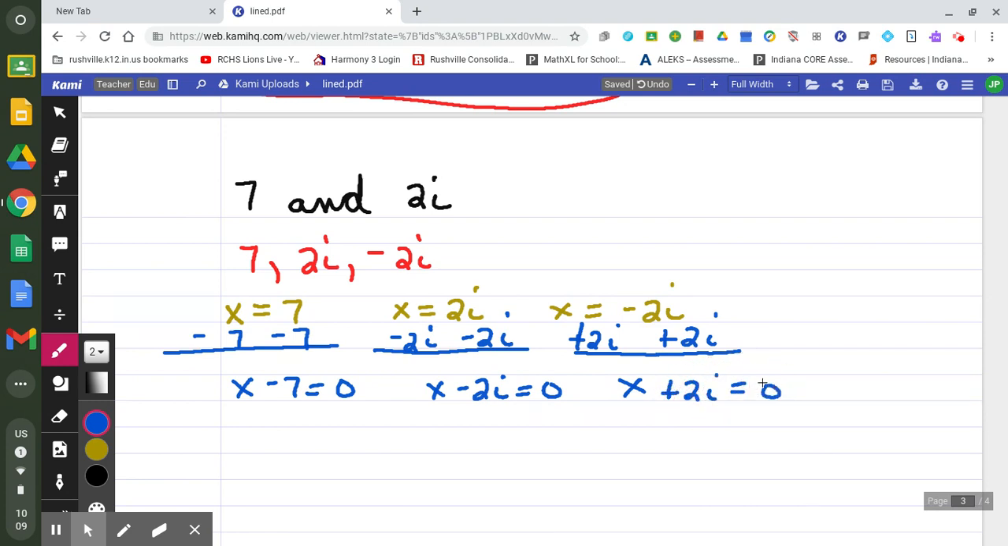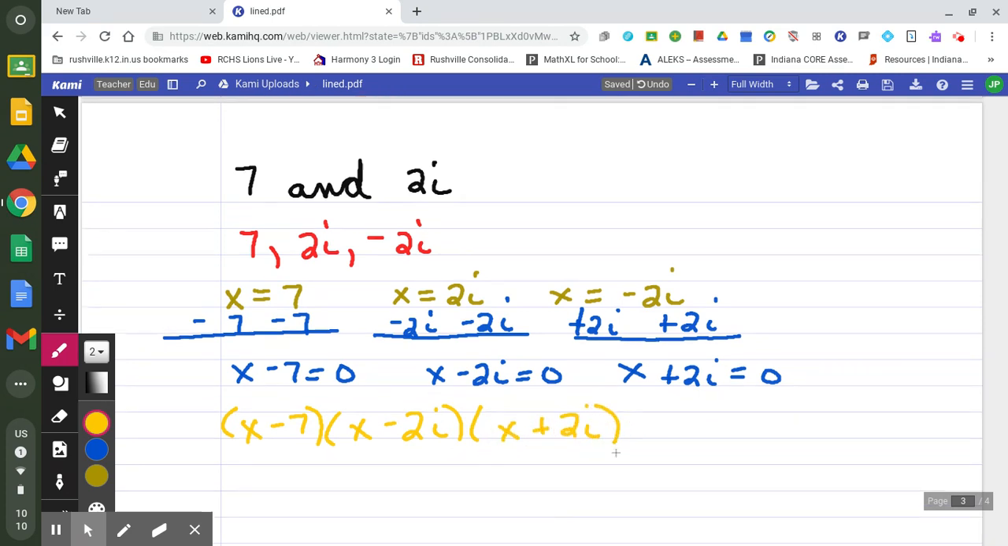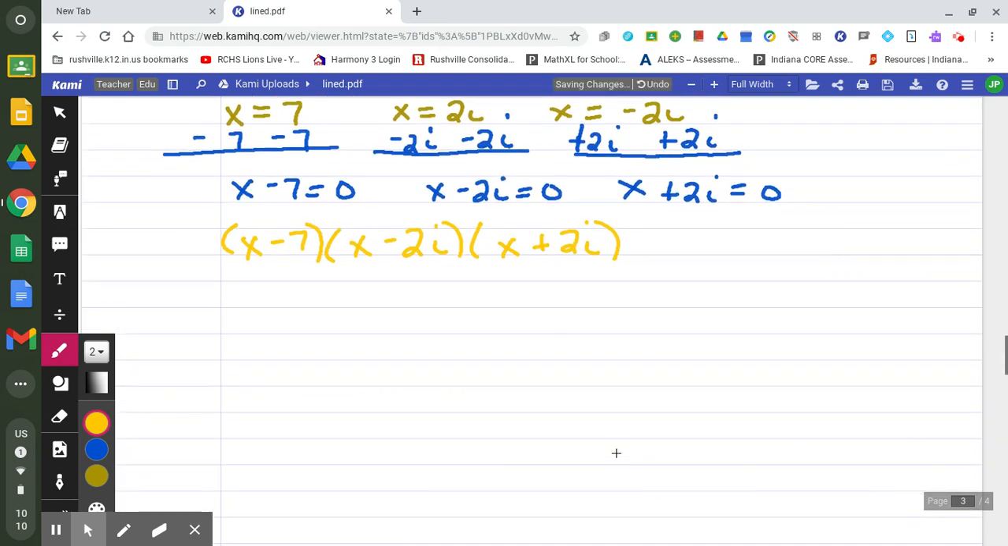Next step is to put those in parentheses. So x minus 7 times x minus 2i times x plus 2i. And because I can only FOIL two things at a time, I'm going to FOIL the two that are alike right here.